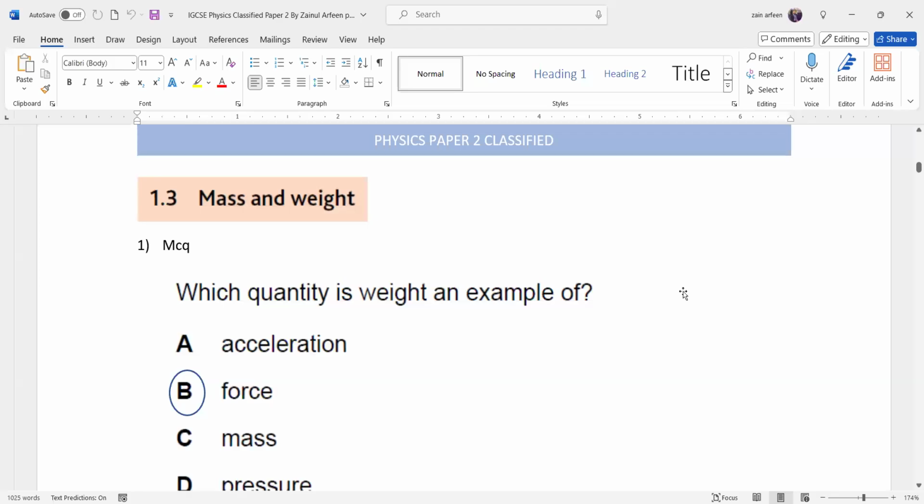So this one is classified papers for IGCSE physics topic 1.3, which is about mass and weight. And we'll do the classified MCQs.